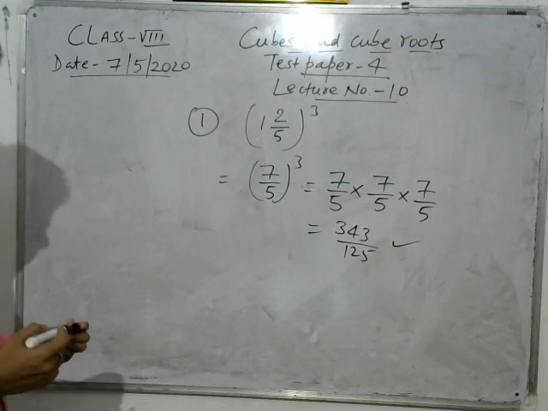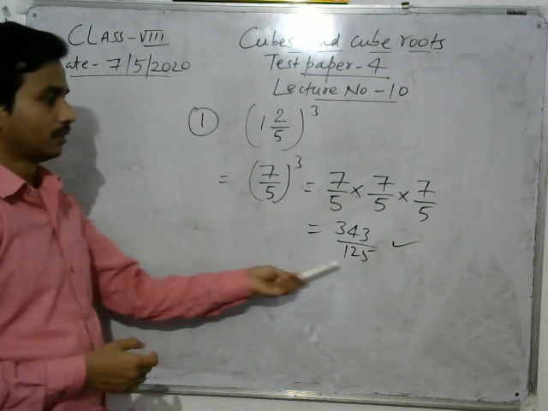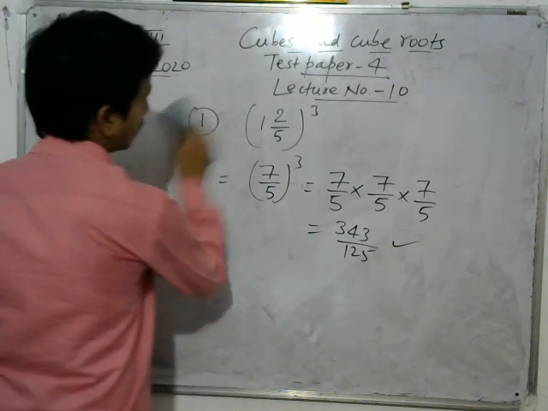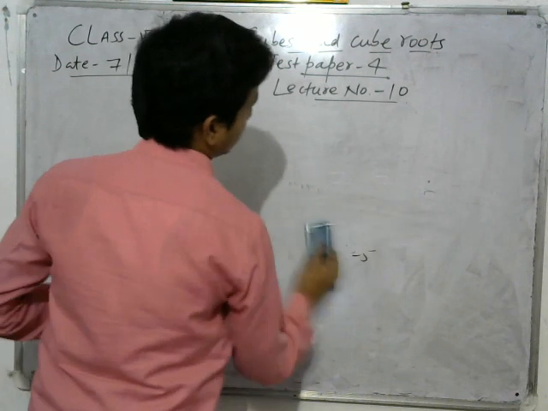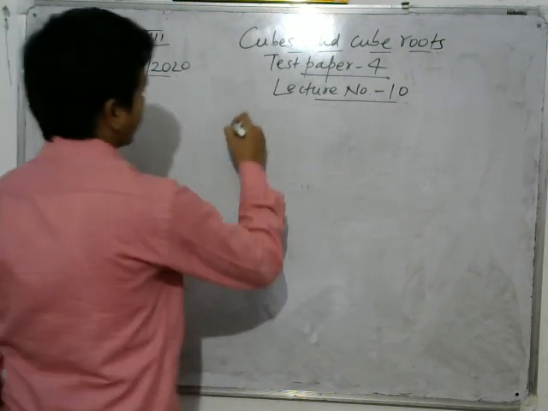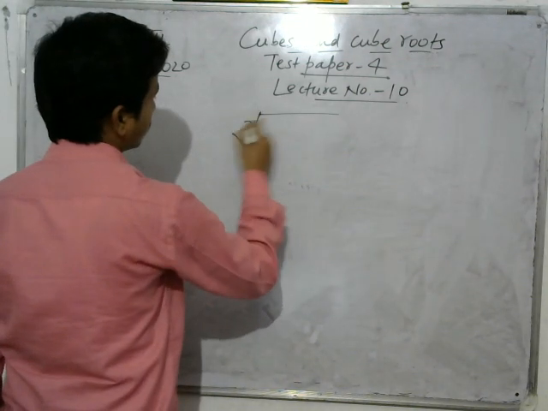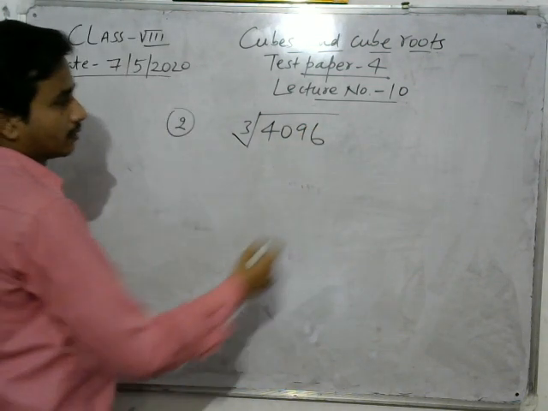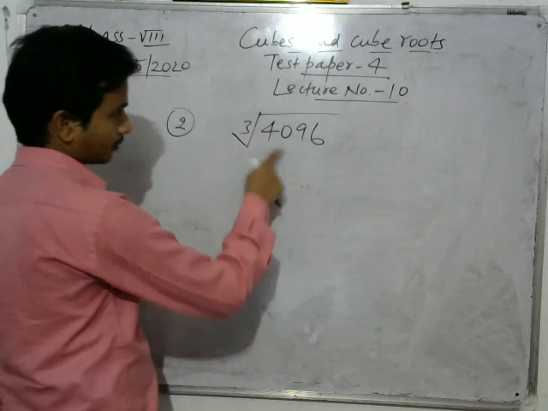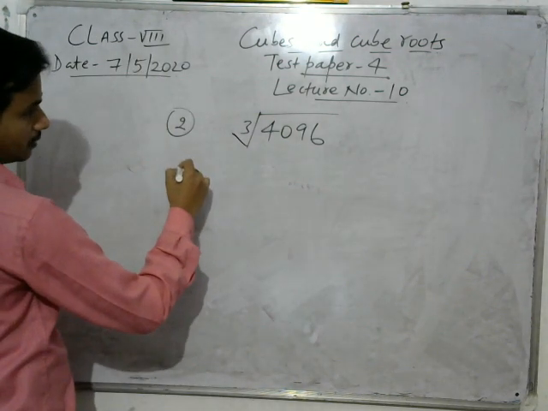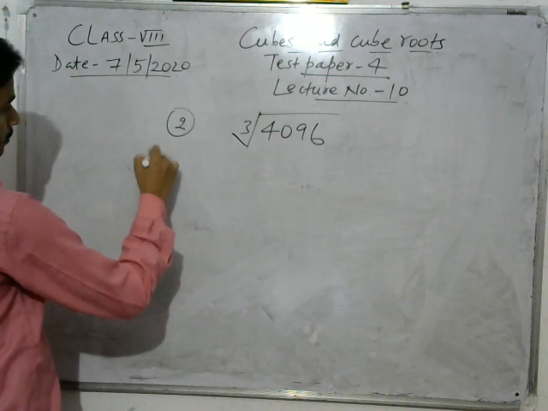Okay? In this way you will find the cube. Now the next question is: you have to find the cube root of 4096. First, we have to find the cube root of 4096. First, find the prime factor of it. Here we are going to find the prime factor.